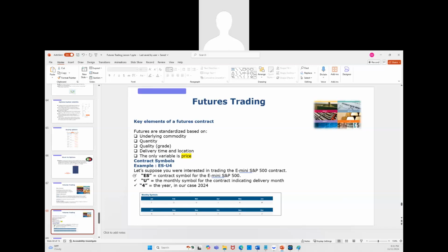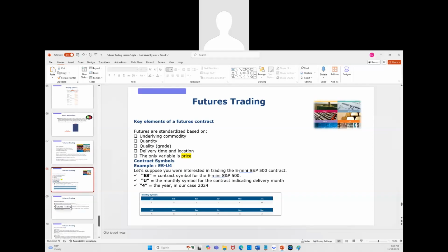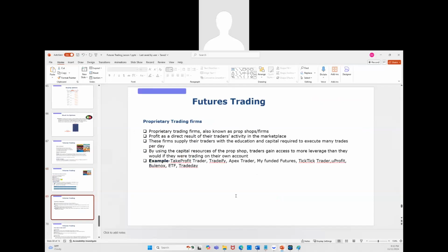Not many people get to this detail when they are teaching futures. But I try to get very granular so you understand the ins and outs. The least things I want you to know, just like the most important things as well. Any questions on this? No. All right. The next thing here is prop firms.